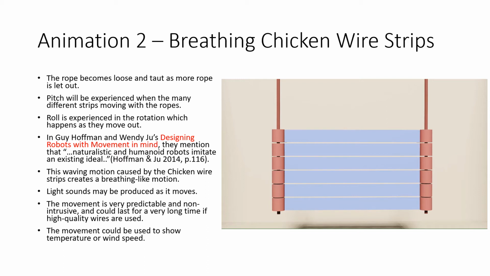The movement is very predictable and non-intrusive, and could last for a very long time, given that the structure is given high-quality wires to be used, which will become taut and not taut over many different times. This movement could also be used to show aspects such as the temperature or wind speed.